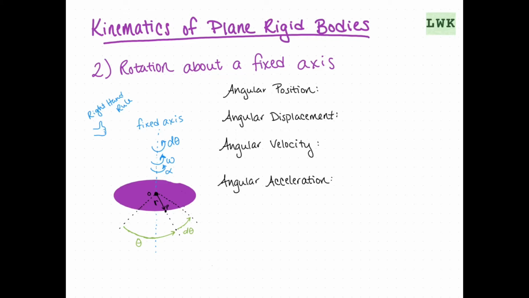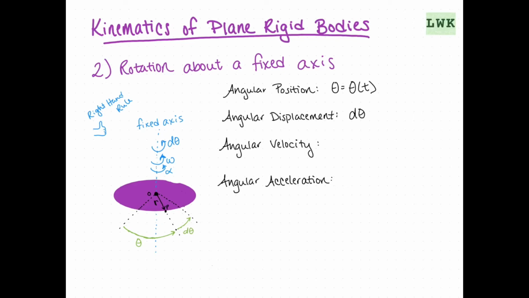At this instant, the angular position of R we can write as our angle theta, and this is going to be measured from our fixed reference. So theta is going to be a function of time. Our angular displacement, therefore, is going to be defined as d theta, which is our change in angular position.